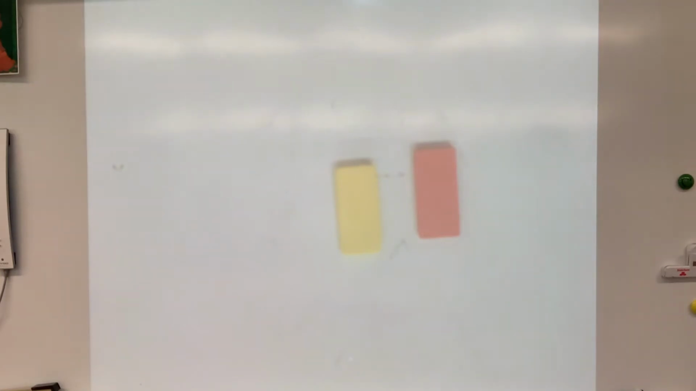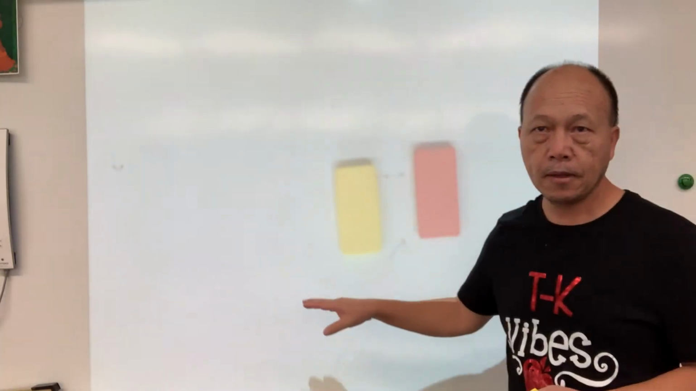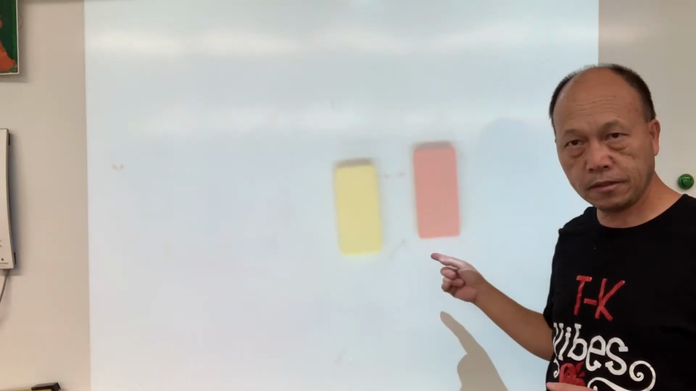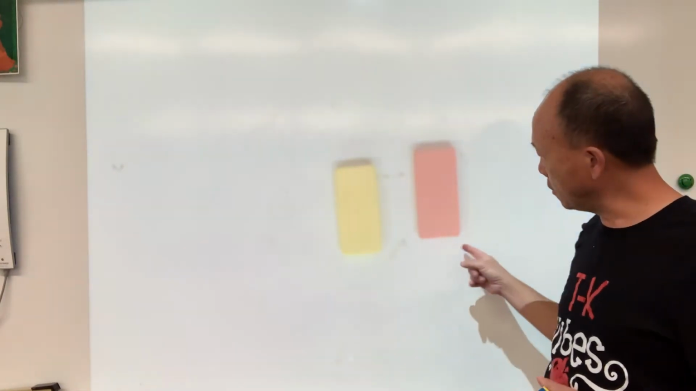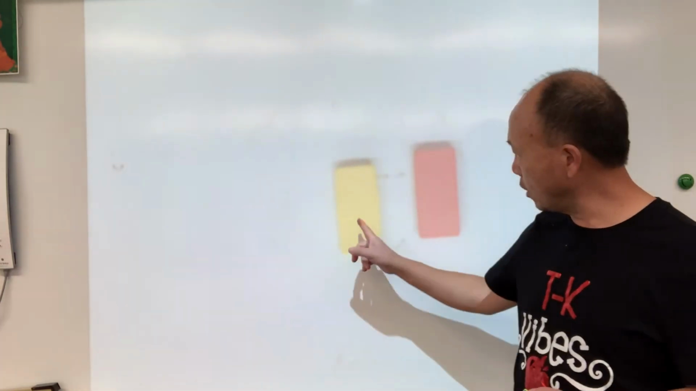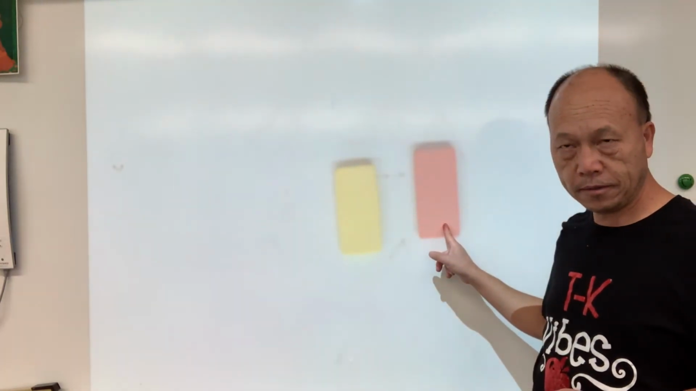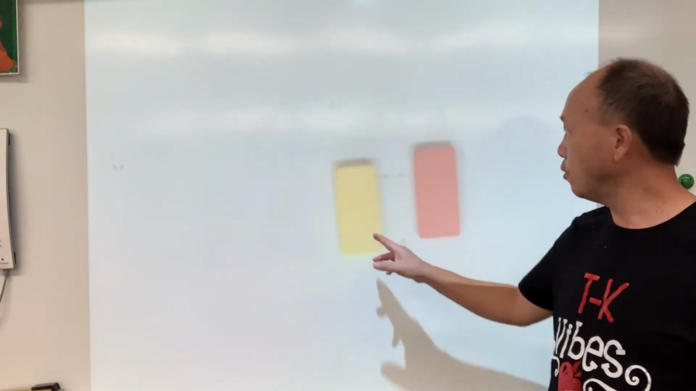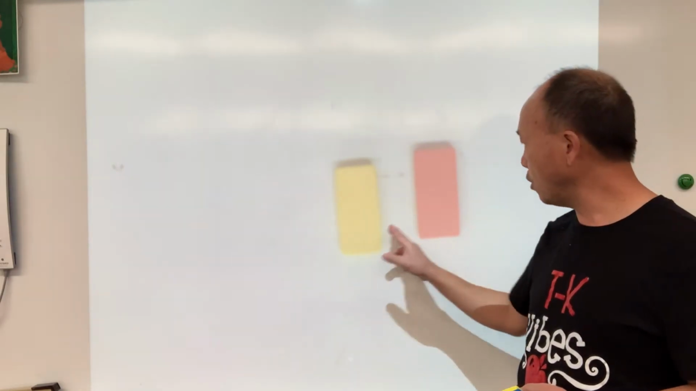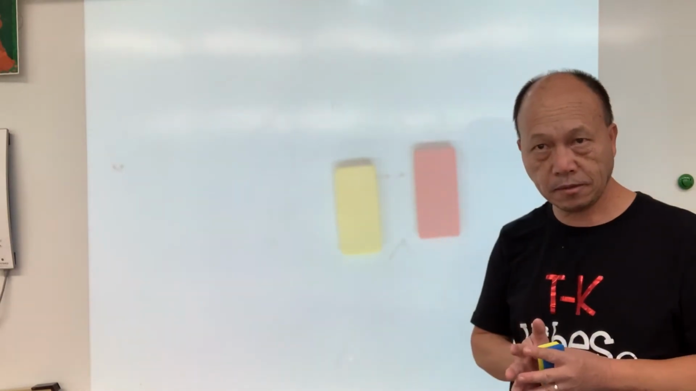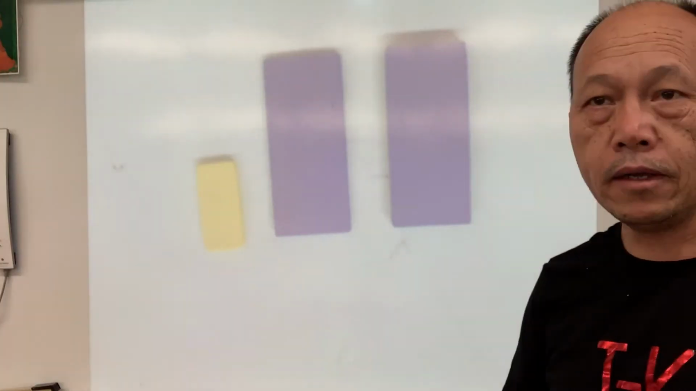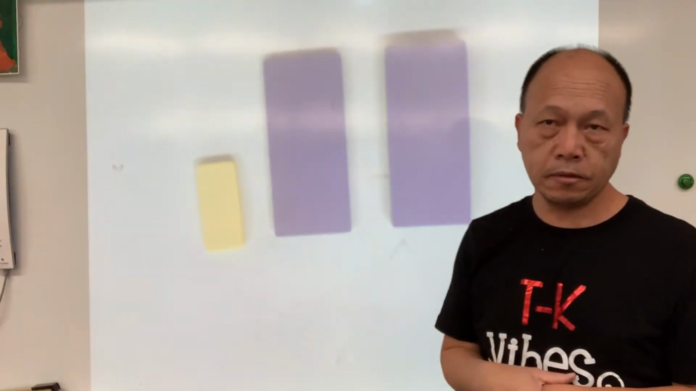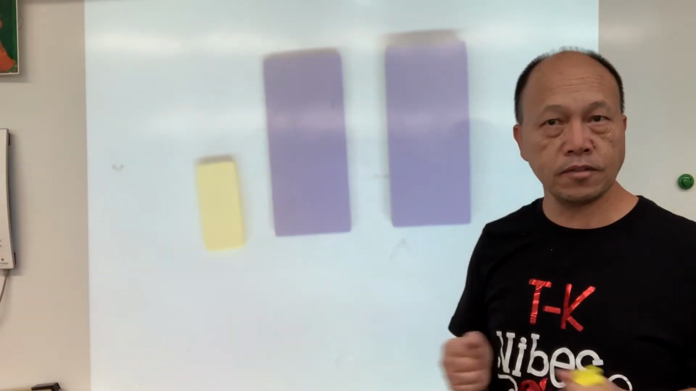If you look at these 2, okay, can you tell how they're different? How are they different? Well, obviously one is yellow, one is red. How are they the same? They're both rectangles and they both are in the same size. Correct? Okay.